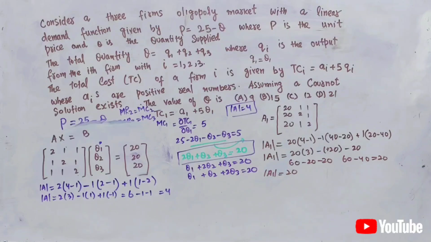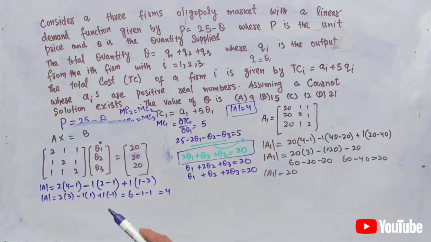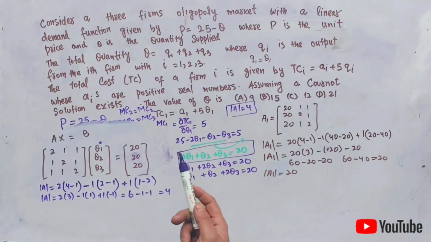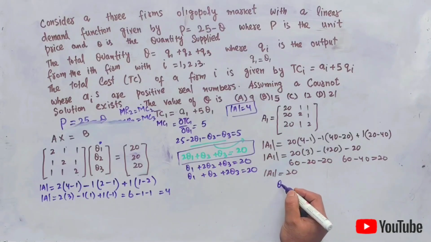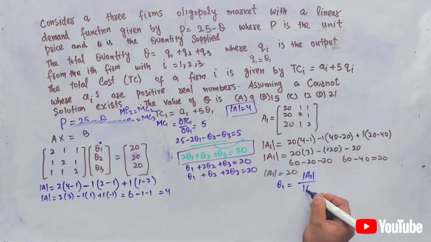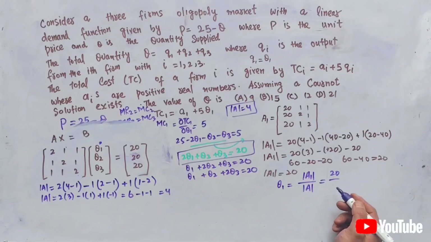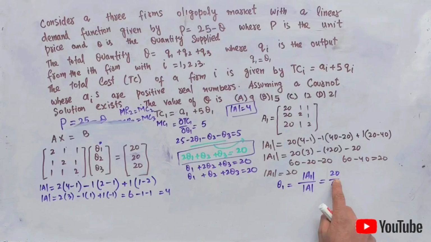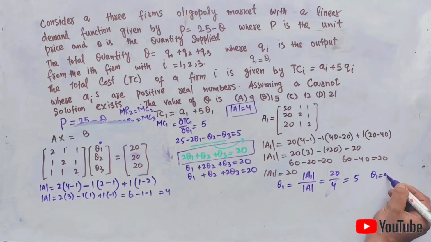Now what will be the optimal value of Q1? Using Cramer's rule, let me repeat it again. To find the optimal value of Q1, we form a new matrix A1 in such a way that we replace the first column of the coefficient matrix with the vector of constant terms and take the determinant of that matrix. Then the value of Q1 will be equal to the determinant of this new matrix divided by the determinant of the coefficient matrix, which is 20 upon 4, which comes to 5. So Q1 will be equal to 5.